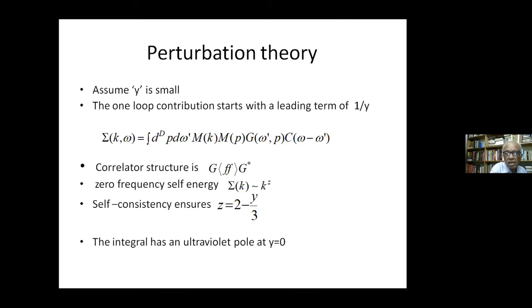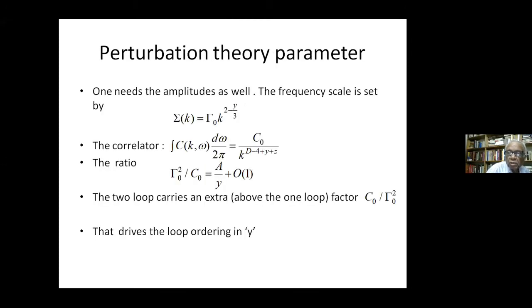The correlator has this structure that it is G times the zero frequency self-energy. So if I use a self-consistent scaling form with k to the power z, then self-consistency of this would ensure that z is equal to 2 minus y over 3. The integral has an ultraviolet pole at y equal to 0. But one needs amplitudes as well.